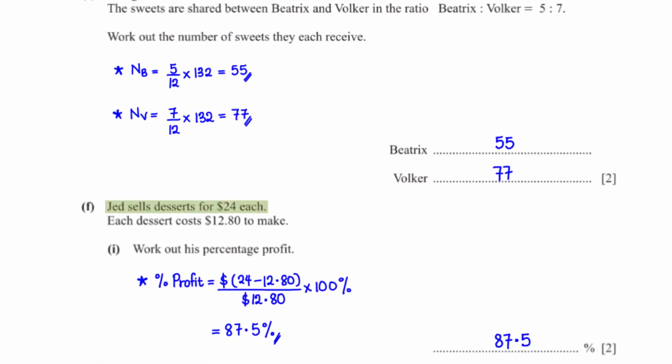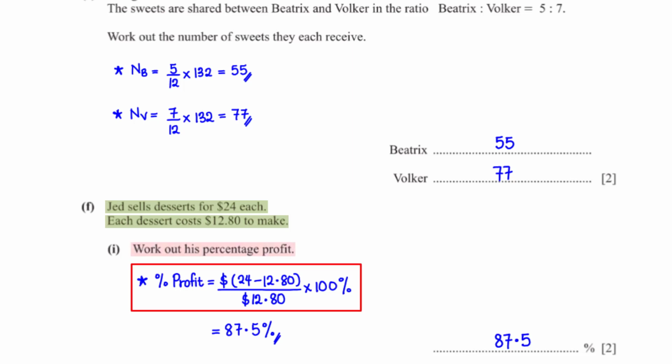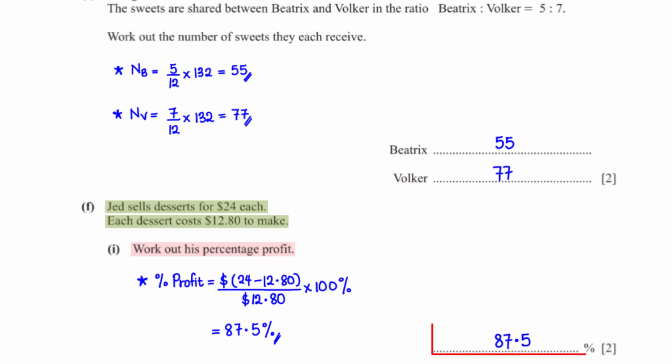Jed sells desserts for $24 each. Each dessert costs $12.80 to make. Work out his percentage profit. His percentage profit is equal to the profit, which is 24 minus $12.80, divided by the cost of making the dessert, which is $12.80, times 100%. This gives us 87.5%.